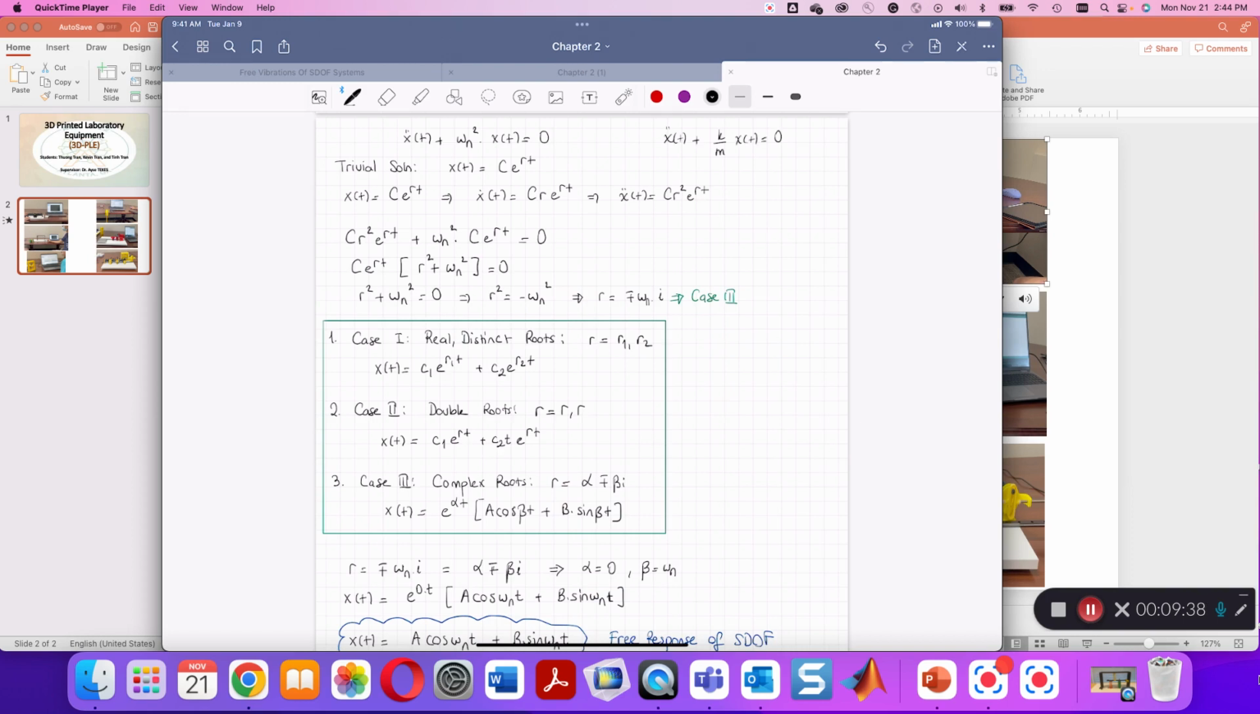A trivial solution: when I was an undergrad student, I never understood what a trivial solution is. My professor started by saying, assume that c times e to the rt is a solution to this problem. I never got that. How do we know c times e to the rt is a solution to the problem? Actually, we really don't know if this is a solution to the problem.